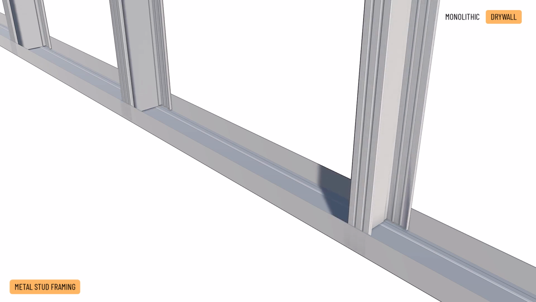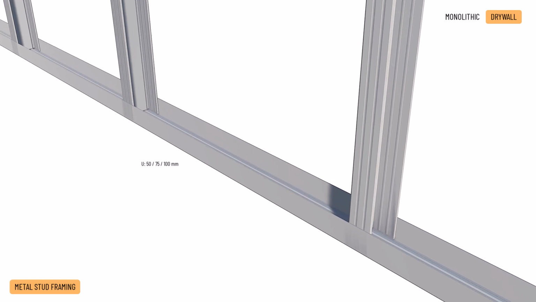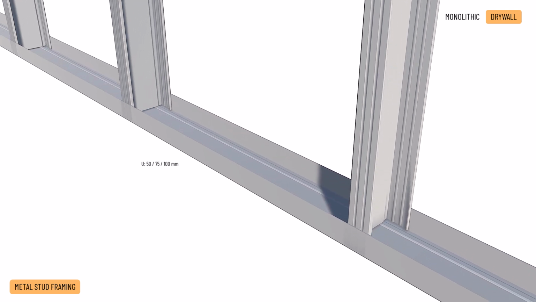Metal stud framing. The more modern drywall solution uses specially profiled metal studs, U-tracks as horizontal elements and C-studs as vertical elements. Typical dimensions of the U-tracks: 50, 75 and 100 mm widths, which can accommodate C-studs placed perpendicular to them, with slightly smaller corresponding widths of 48.8, 73.8 and 98.8 mm.